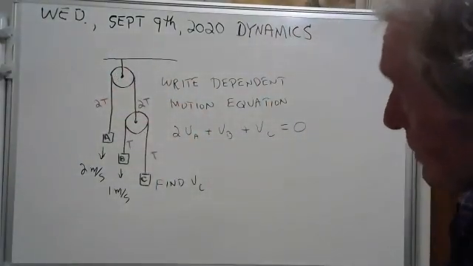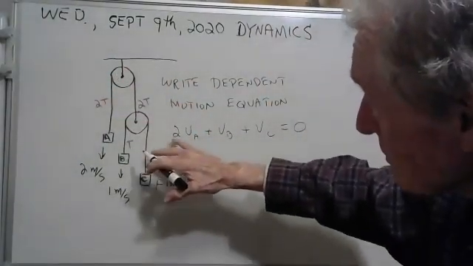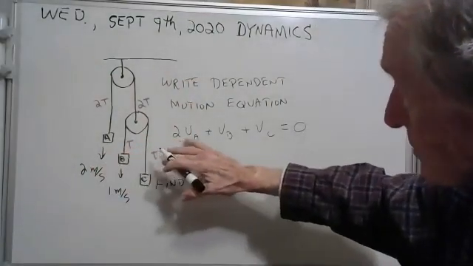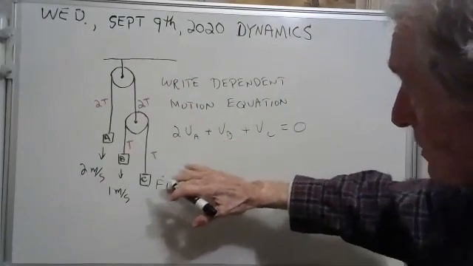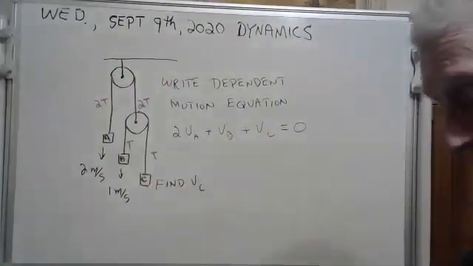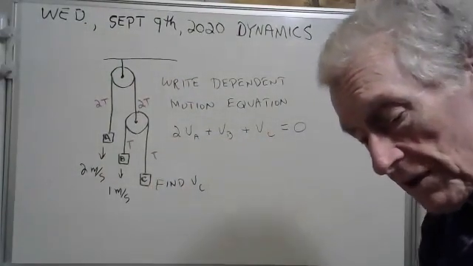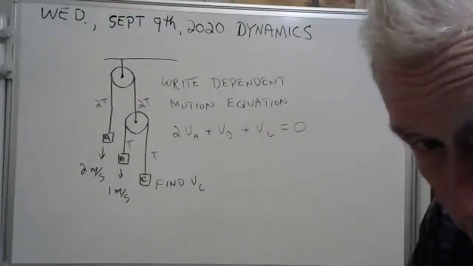And so you just simply write, you got two tensions on A, so you got 2 VA. You got one tension on B, it's 1 VB. One tension on C, that's 1 VC equals 0, and you're done. Ta-da, and you're done. And so Stuart got it right.